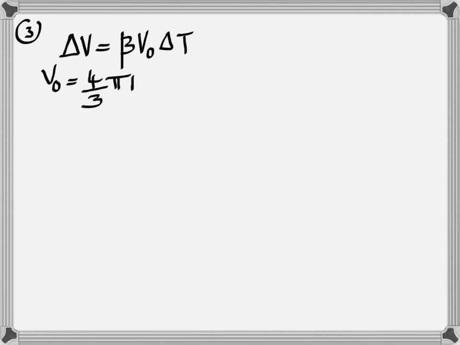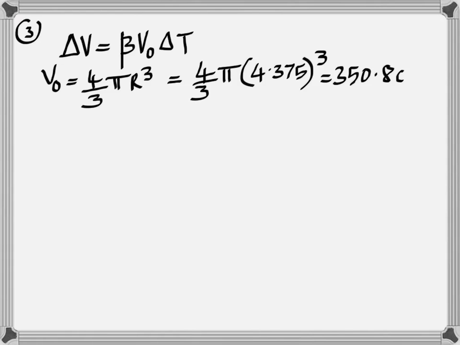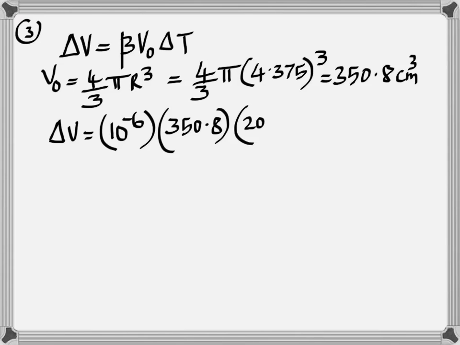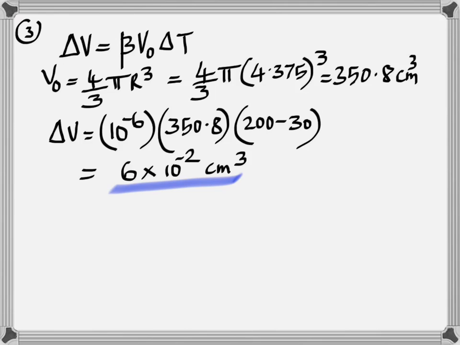Well, in number 3, it's about change in volume. The volume of a sphere is 4/3 pi r cubed. So that's the initial volume, and then you get 6 times 10 to the negative 2 centimeter cubed, which is going to be the change in volume.